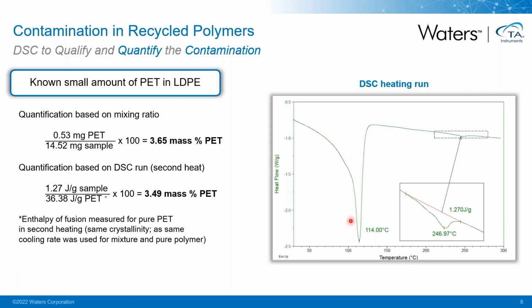We measure here, first of all, the melting of the LDPE, but then at a higher temperature, we see here the melting of the very small amount of PET. By now ratioing the melting enthalpy to the melting enthalpy of a sample of pure PET that has been processed in the same way, we can now find that there's about 3.5 mass% of PET in this sample. So there's a very good agreement with the theoretical value in this mixture.